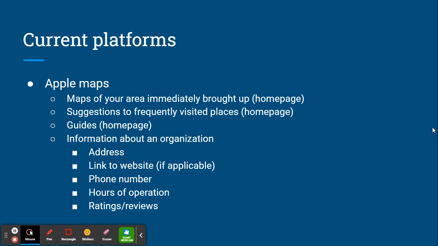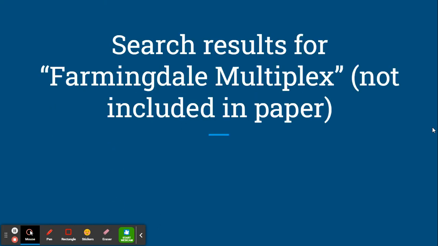So these next few slides will contain screenshots from Google and Apple Maps searches. First, I will compare search results for Farmingdale Multiplex, which is a movie theater that is nearby me. I didn't include this part of my paper, but the next few slides that will show a new search result I did include in my paper.